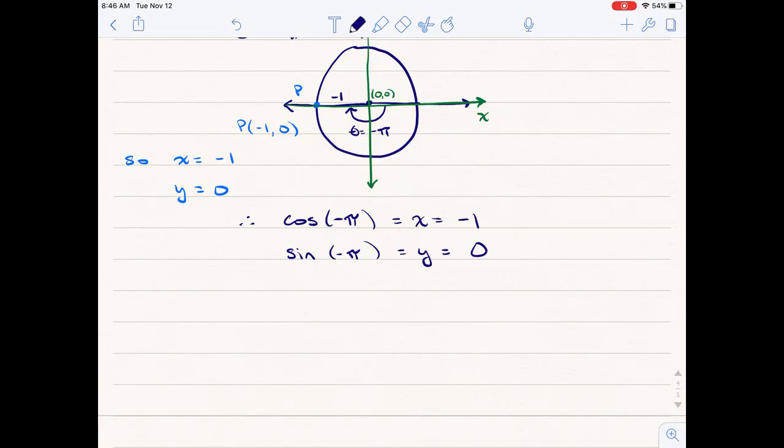so now I'm in radian mode. So now if I do cos of -pi, I get -1. And if I do sine of -pi, I get 0. Ta-da!